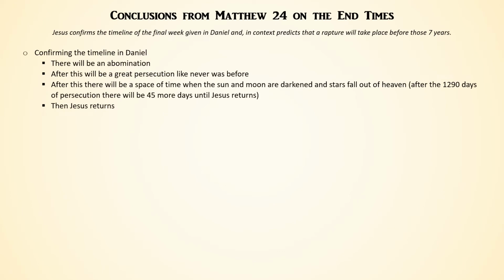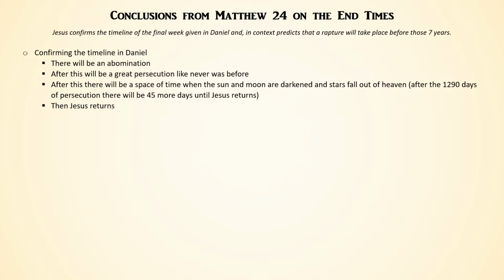Jesus said that there would be an abomination, just like Daniel said. He said that after it would become a great persecution, just like Daniel said, like never was. Remember, Daniel said it was like never had been before since there was a nation. And then after this, there will be a space of time when the sun and moon are darkened and the stars fall out of heaven. That would make sense if there's a space of time between the end of the persecution and Jesus coming back. 45 days of the sun darkened, the moon darkened, the stars falling out of heaven.